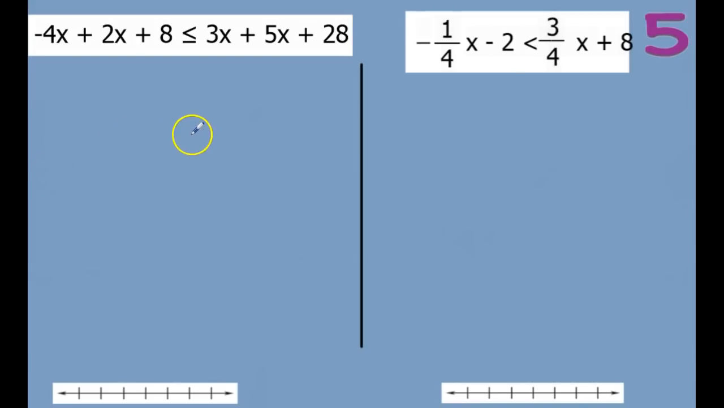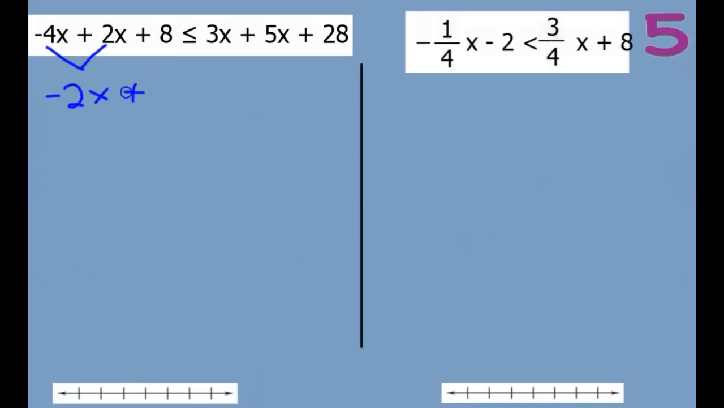Alright, last slide. This problem looks big. It's a couple of steps, but it shouldn't be too hard if we follow our directions here. So, first of all, we need to combine like terms. I see 4 x's. 2 on this side, 2 on this side. So we need to combine them. So negative 4 plus 2x gives us a negative 2x.